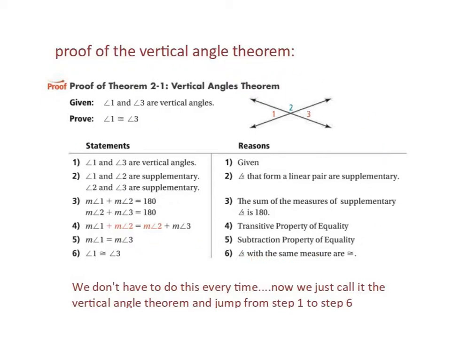Boom, there it is. Now we don't have to do this every time because we just proved that vertical angles are congruent. In the future, I'm just going to say, hey, I've got this vertical angle theorem that says these angles are congruent. And I'm going to jump from, these are vertical angles, to, then they're congruent. I'm just going to write vertical angles are congruent right here because I've got the proof of it here. Now I'm going to use my shortcut.